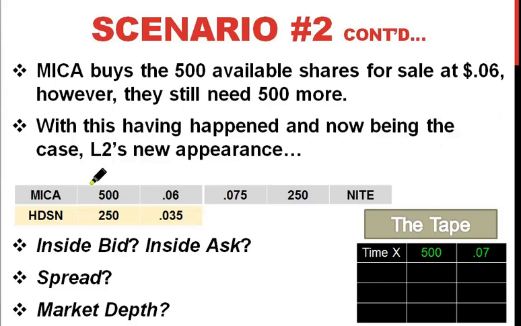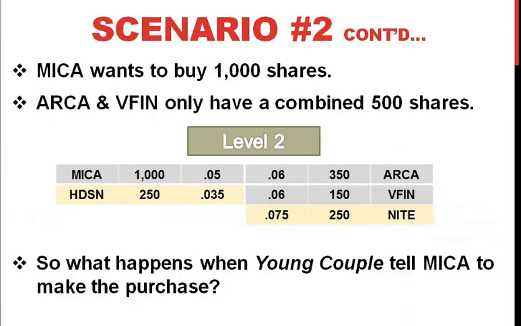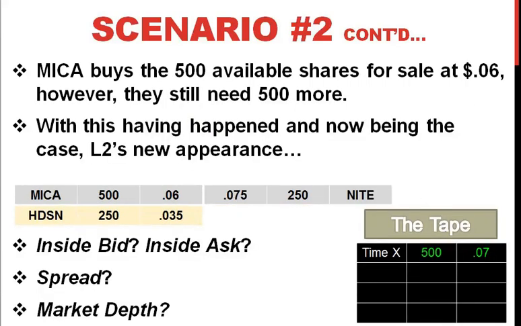Micah bought everything available at 6 cents. So let's go back real quick and look at the previous level 2s. Remember Arca and VFin right here. Here is everything available at 6 cents. Now Micah is going to come in and buy all these shares. Therefore, VFin and, who was the other market maker? I forgot that. VFin and Arca are now gone. They sold the shares that they wanted to, so they're gone. They're off the stage. They are no longer there.